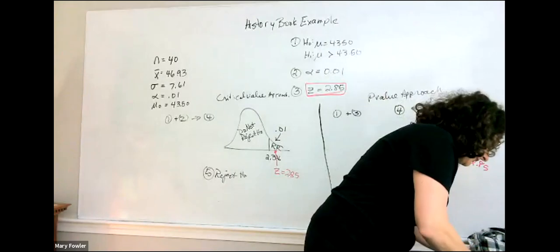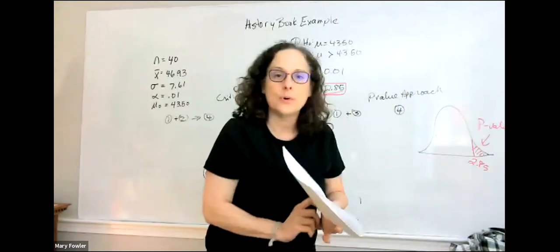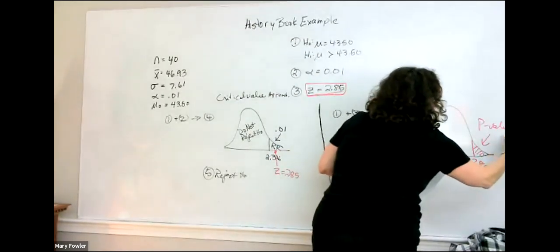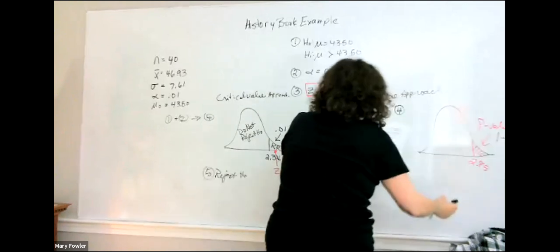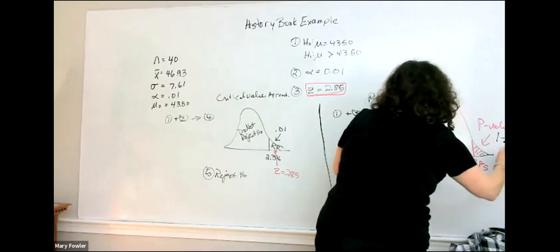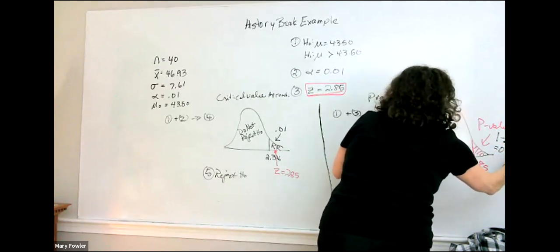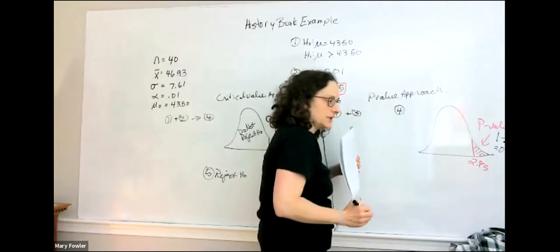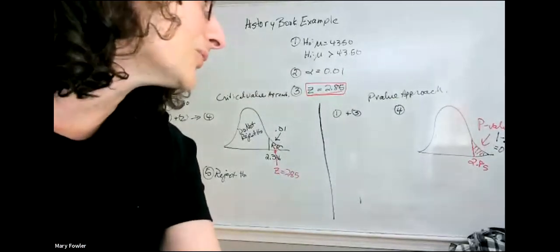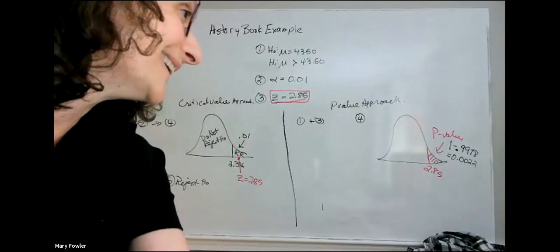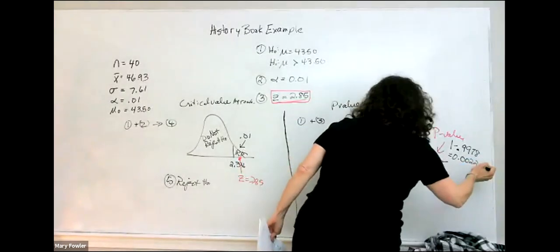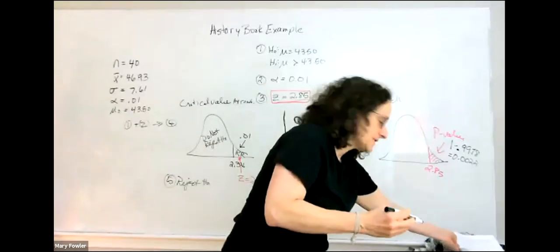What is the area to the right of 2.85? It's a right tail, so it's going to be 1 minus the direct lookup of 2.85, 0.9978, which is equal to 0.002. At least you can read that now. All right, so this is my p-value. And that's the 4th step.